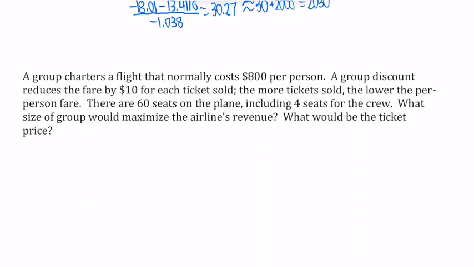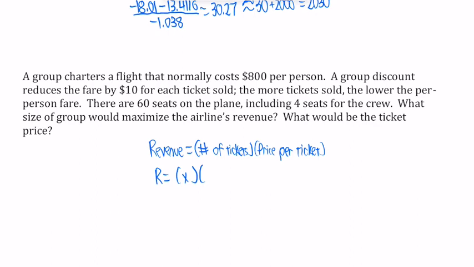So to figure this out, the money that they're going to make, the revenue, is going to equal the number of tickets sold multiplied by the price per ticket. We don't know how many tickets are sold. That's one thing we're trying to find. We're trying to figure out how many tickets they should have in order to maximize the airline's revenue. So I'm just going to put x for the number of tickets.